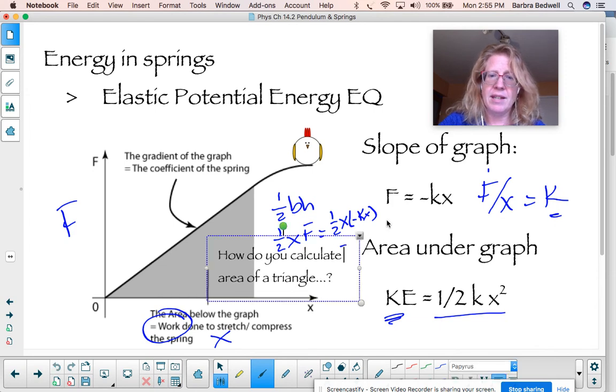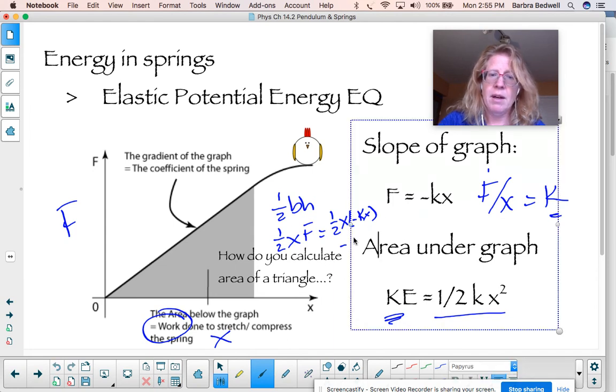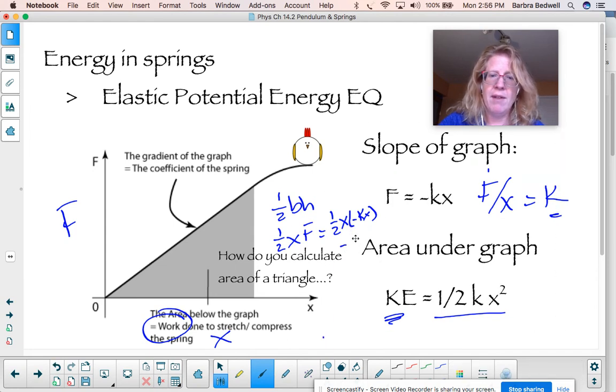Equals 1/2 k times x squared. And then there's a negative sign in there. That's part of the directional that's on there. So that's where this kinetic energy equation comes from.